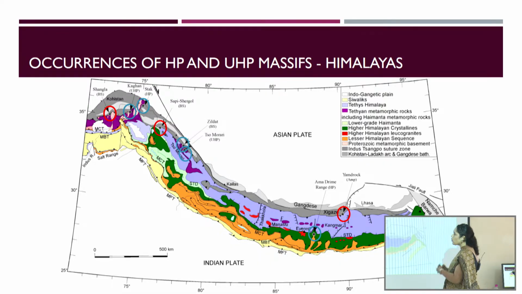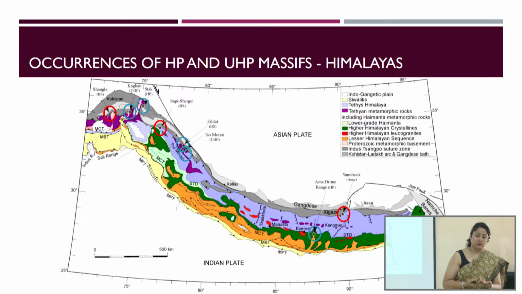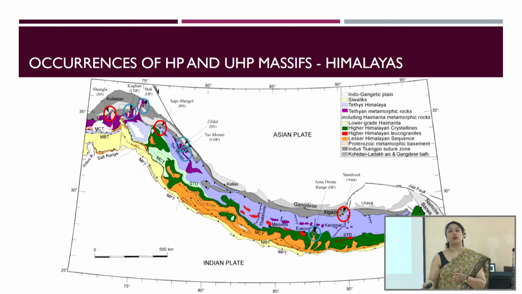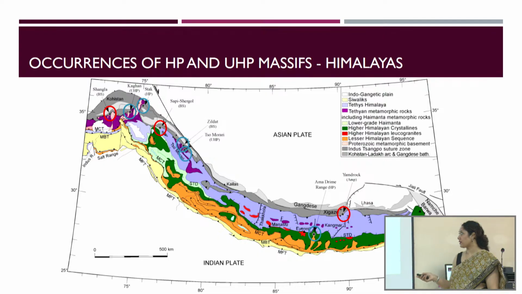So yes, we do have places where you do get high pressure rocks. So primarily blueschist facies and eclogite facies sometimes, but the coesite has not been identified. So we do not put them under UHP category.